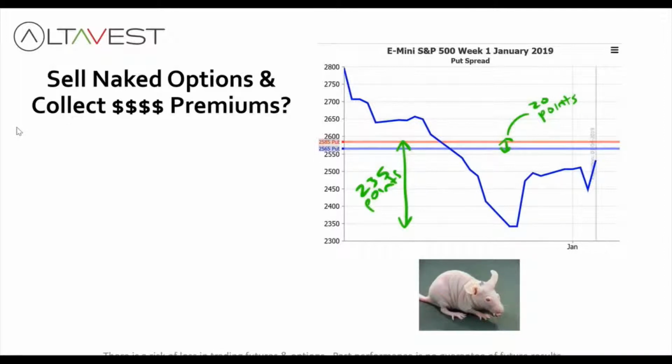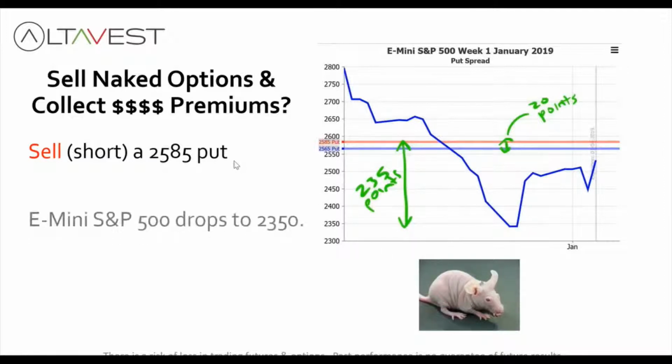Let me get out the highlighter here. Well, before I do that, let's say you're going to sell a 25.85 put. The market's trading around 2,800 and you decide to sell a 25.85 put, as represented by this red horizontal line. Then you do nothing and the market starts to drop. For whatever reason, you decide to hang on to that trade. That was probably a bad idea, because the market is now trading around 23.50.